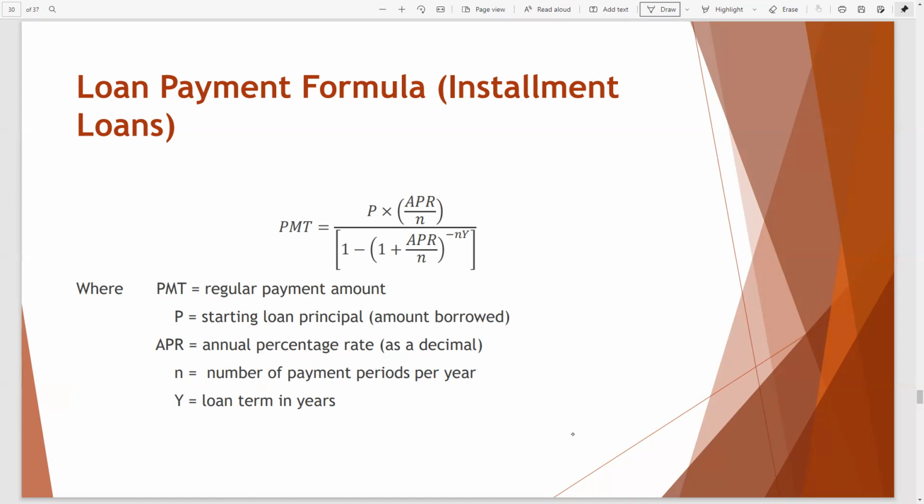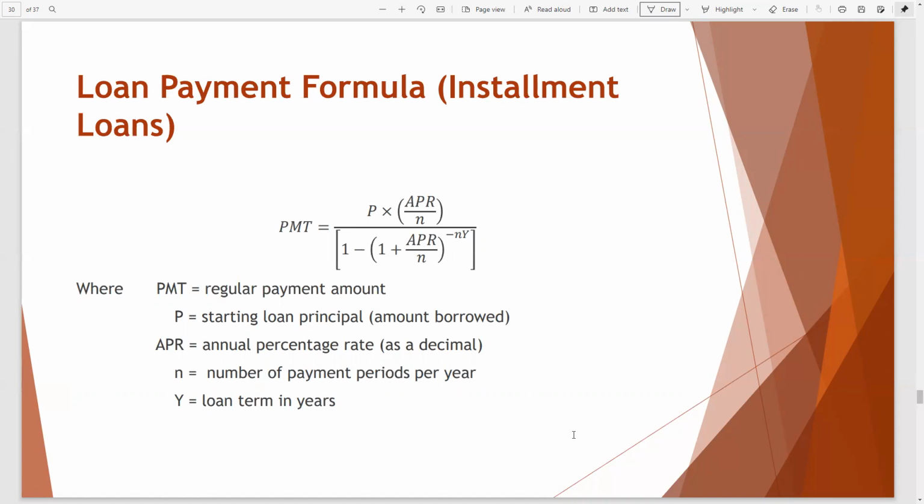Everything should be very familiar to us, right? The principal, the monthly payment, what you need to pay, and so on. 1 minus (1 plus APR over N) to the negative N times Y. It just looks very similar to the saving plan we had in the last unit, but a little bit different. We have a changed order and the negative power on this whole thing, right? So that is the formula.